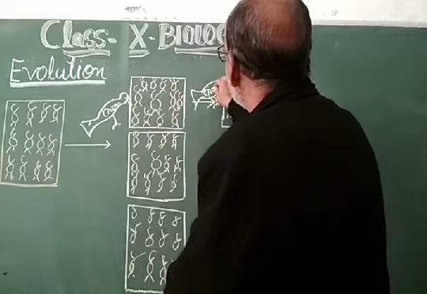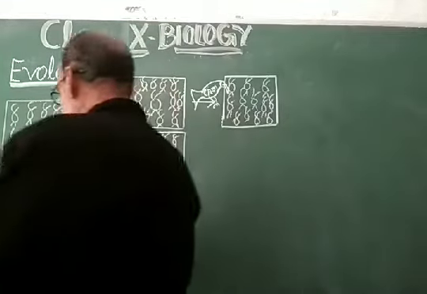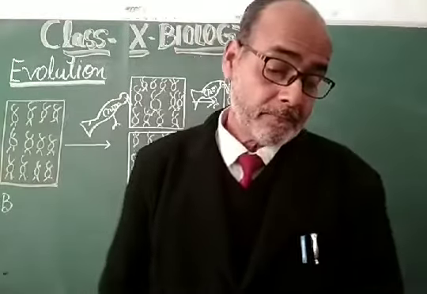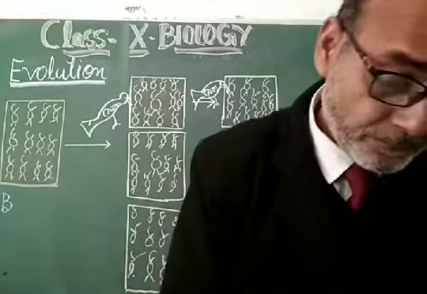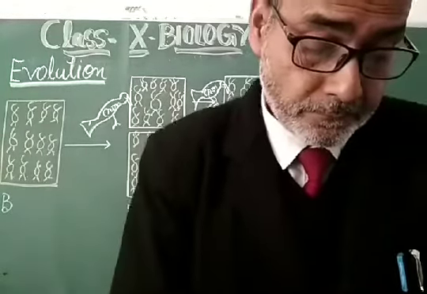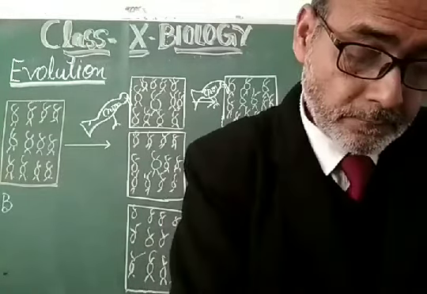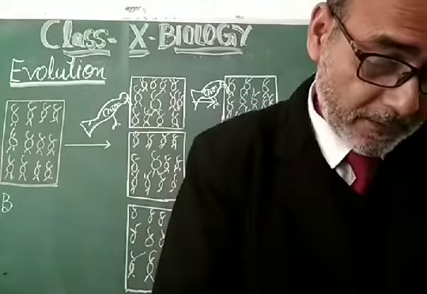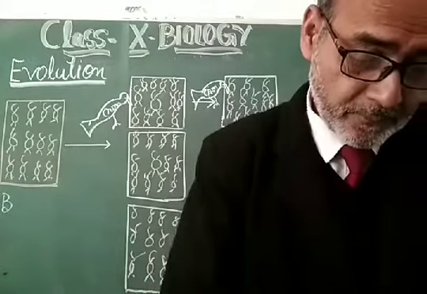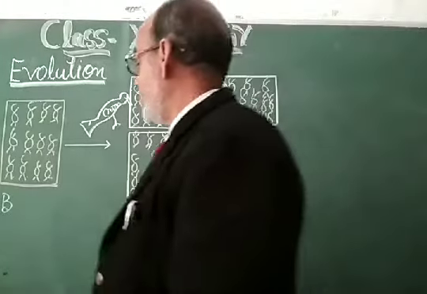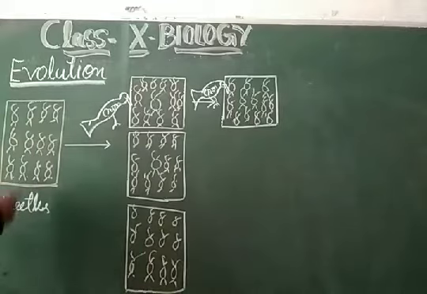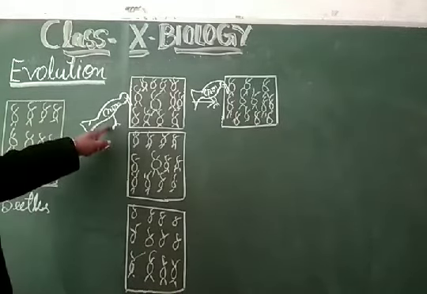So this is the crow, and these are the beetles. These beetles are a very good example for understanding this process of evolution. You can understand the process of evolution by this example of beetles, that is, in the first case, hunting by the crow.